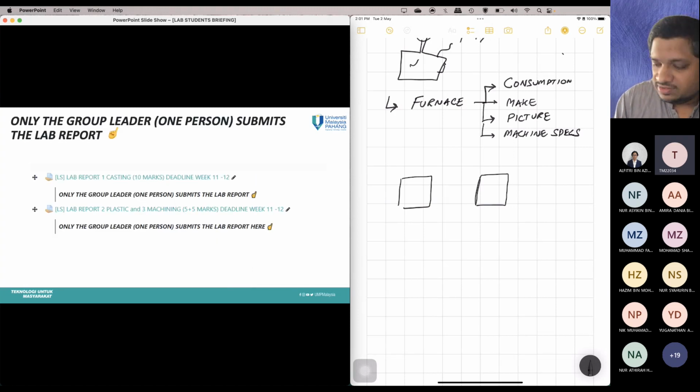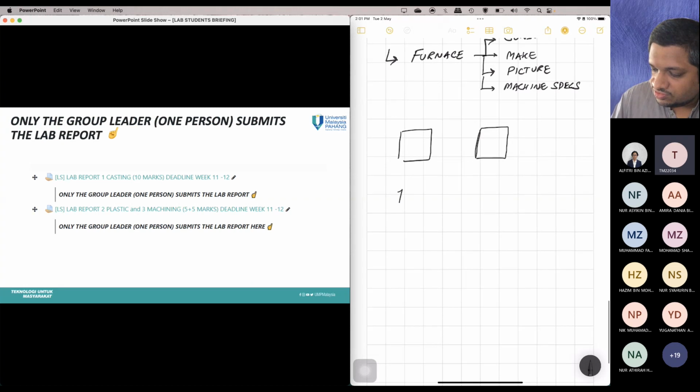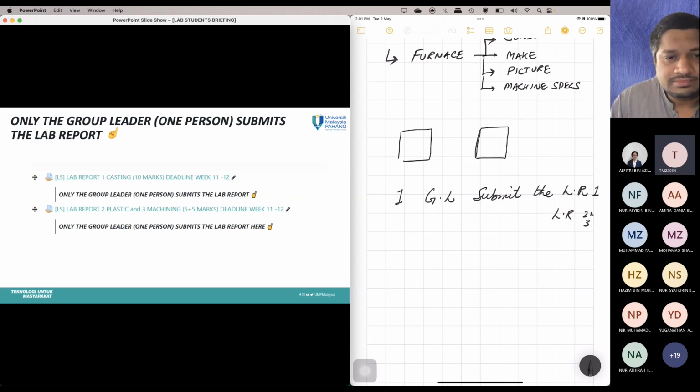Only the group leader, only one person, the group leader, is going to submit the lab report. Lab report number one and lab report number two and three. Not all the students need to submit the lab report.